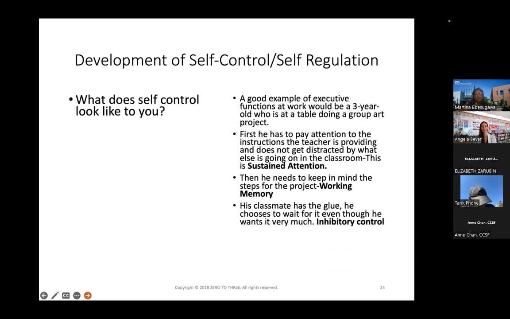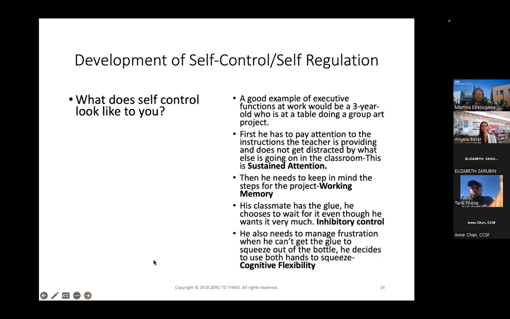Then they need to control themselves because they want the glue too, and the other child has the glue, so they have to wait for the glue. This is inhibitory control. And then they also have to manage their frustration because they can't get the glue to squeeze out of the bottle, and so they decide to use both hands to squeeze. And this is cognitive flexibility.